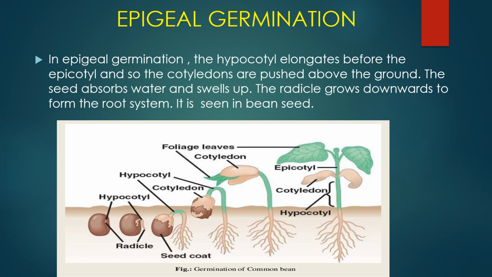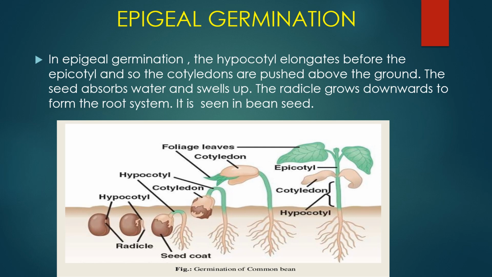It will burst open and the cotyledon will come out. And that green colored portion is the hypocotyl. And the radicle is coming out. First of all, the radicle will come out and form the root system. After the radicle comes out from the seed coat, the next thing that comes out is the hypocotyl. In this type of germination, what happens? The hypocotyl elongates before the epicotyl and the cotyledons are pushed above the ground.